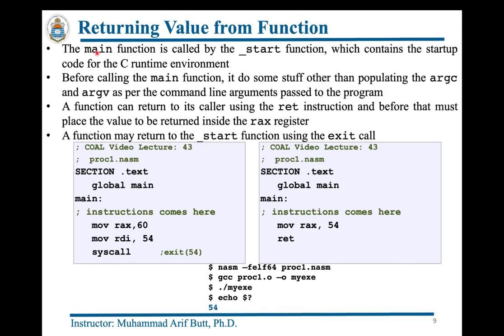Well, dear students, the famous main function is called by the underscore start function, which contains the startup code for the C runtime environment. Before calling the main function, it does some stuff other than populating the argc and argv as per the command line arguments passed. And finally, a function can return to its caller using either the ret assembly instruction, or the exit system call as shown over here.